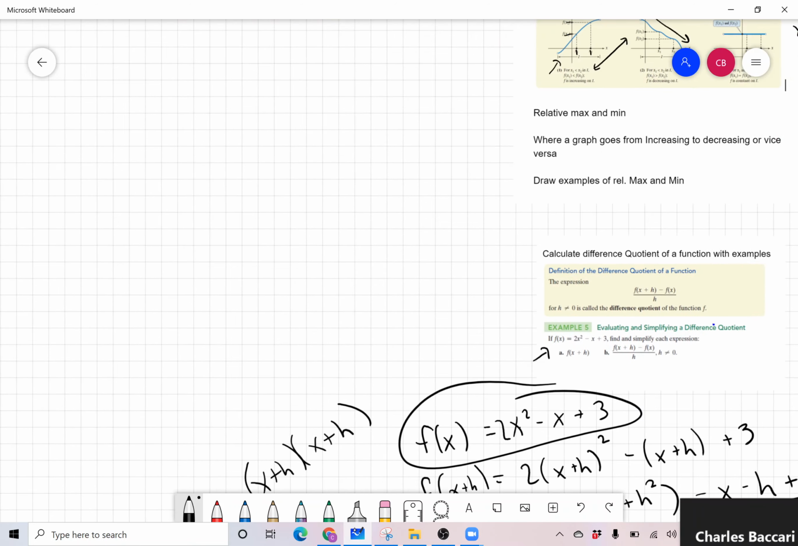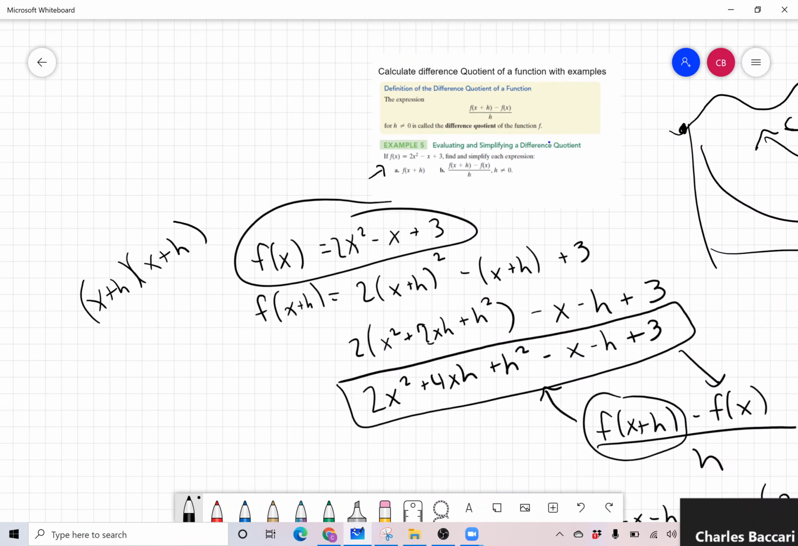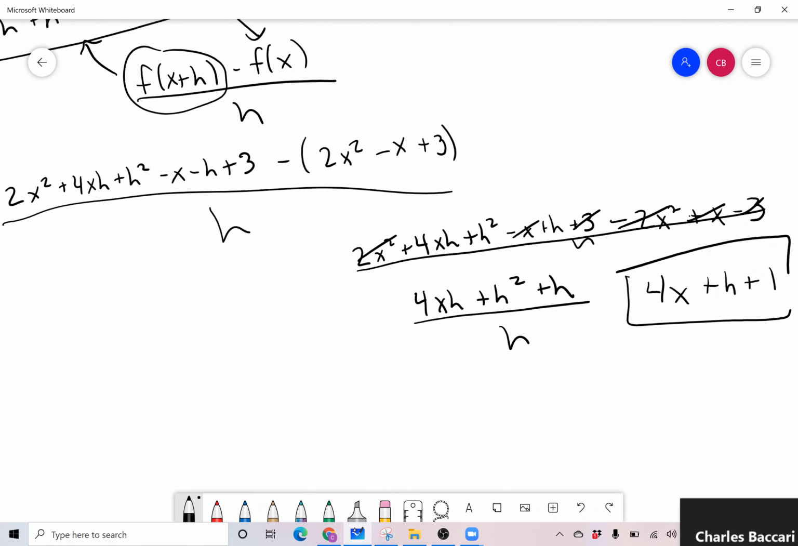And let me make sure real quick. Oh, that's a minus. I'm sorry. This should have been minus. I wrote plus there. This should have been minus. So then that turns into minus 1. So this is 4x minus 1 plus h.